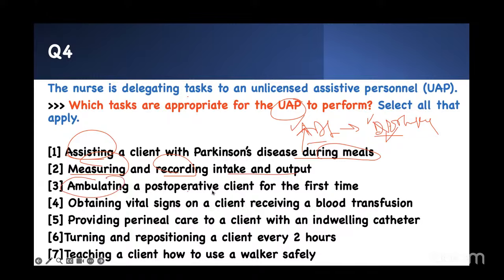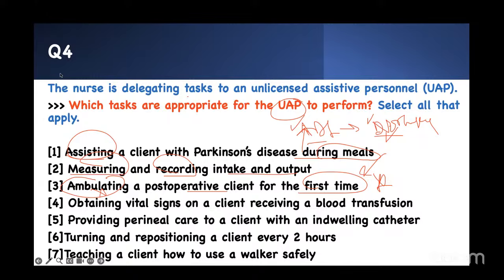Ambulating a post-op client for the first time. You can ambulate, but the first time you should not do that. What do you think? How about 4, 5, 6, and 7? I want to know how you're thinking. Obtaining vitals on a client receiving blood transfusion, providing perineal care to a client with an indwelling catheter, turning and repositioning a client every 2 hours, and teaching a client how to use a walker safely. What do you think? Which one do you think we can delegate safely to the UAP? Let me know. Put it in the answer choice and let's think about it.